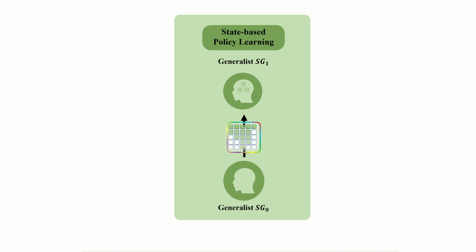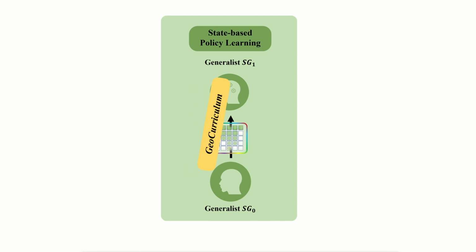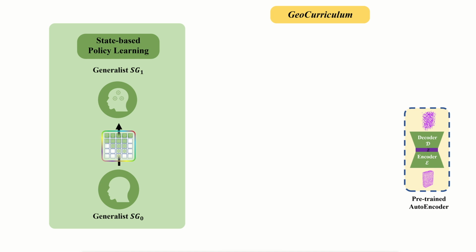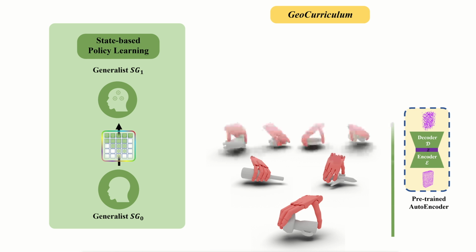For state-based policy learning, we introduce a geometry-aware task curriculum learning strategy to help the policy learn and grow up step by step. We use geometry-aware features extracted from Point Cloud Autoencoder to carefully design each level of the curriculum for the state-based policy.